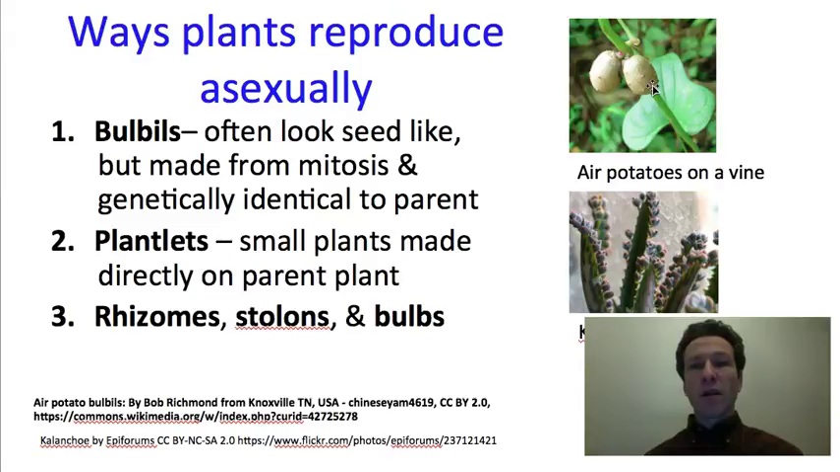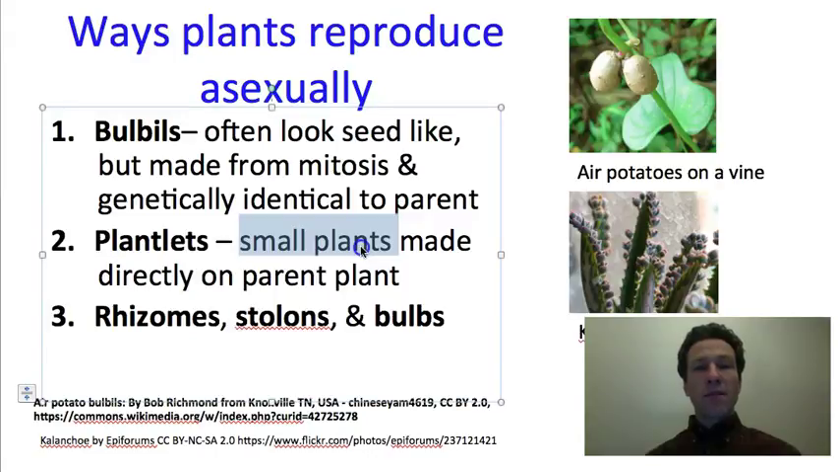They are called air potatoes because they look like small potatoes in the air. And these can fall off the stems, land in the ground, and start new plants. This is asexual because these are made by mitosis without pollination, and they are genetically identical to the parent plant. We also can get formation of plantlets. So plantlets are, as the name implies, simply small plants made directly on the parent plant.